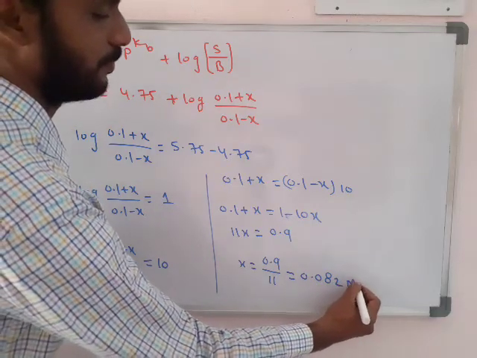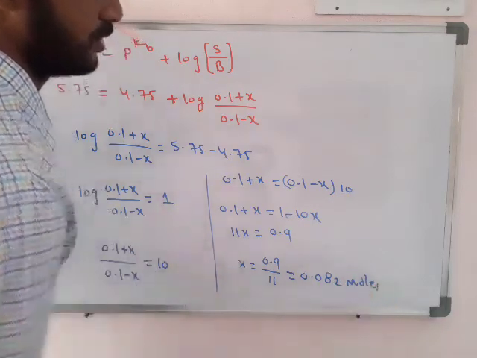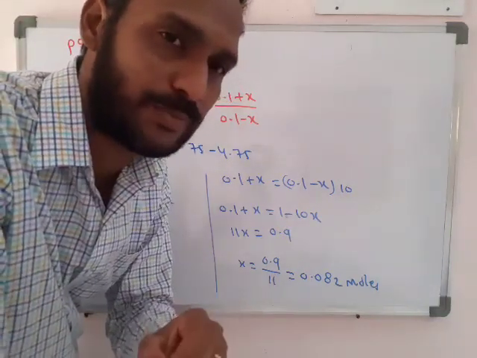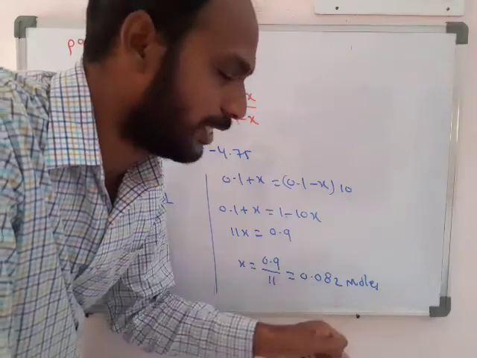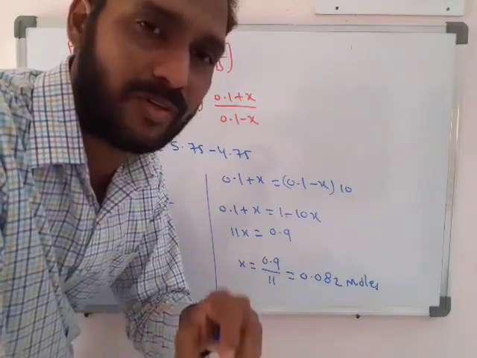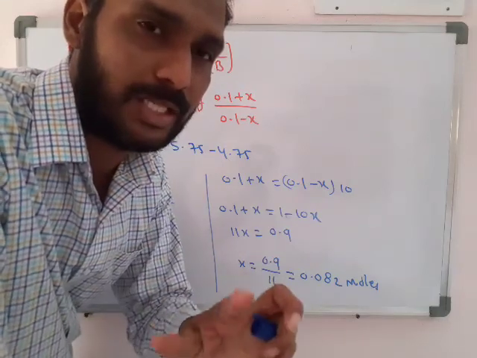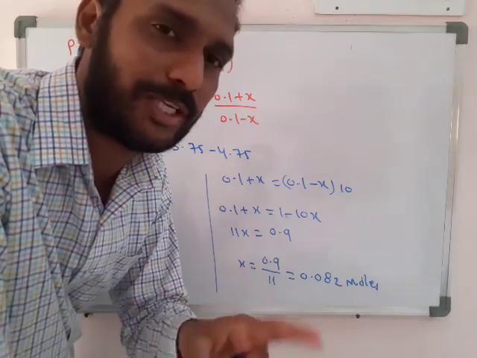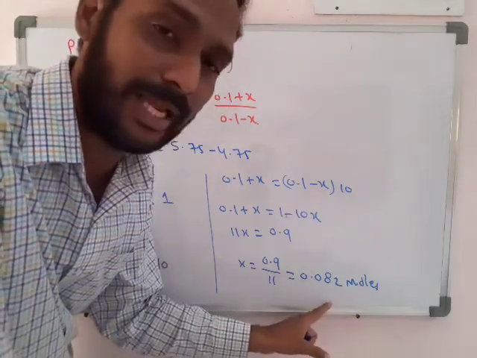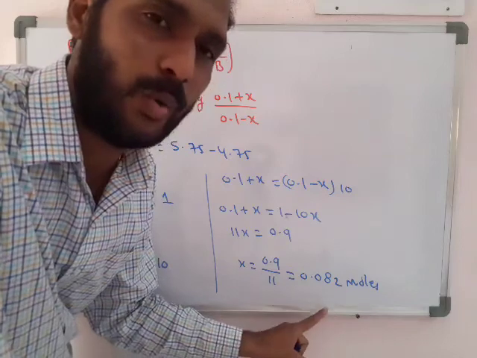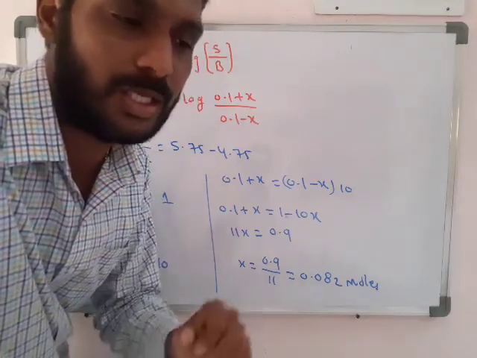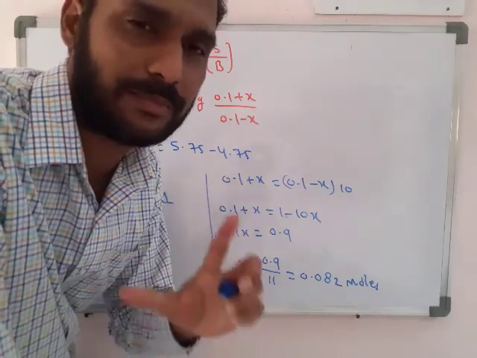So x is 0.082 moles. Sometimes in the options it is given as 0.082 molarity. It can be treated as a molarity because the total volume of the solution is 1 liter. The number of moles dissolved in 1 liter of solution can be written as a molarity. So we can write the answer as 0.082 M also. Okay, so practice these problems at least 2-3 times.